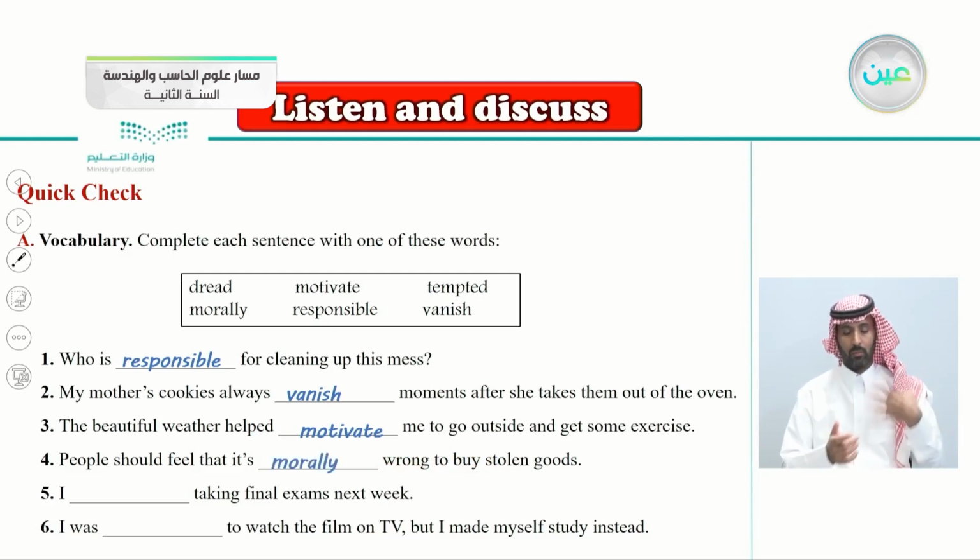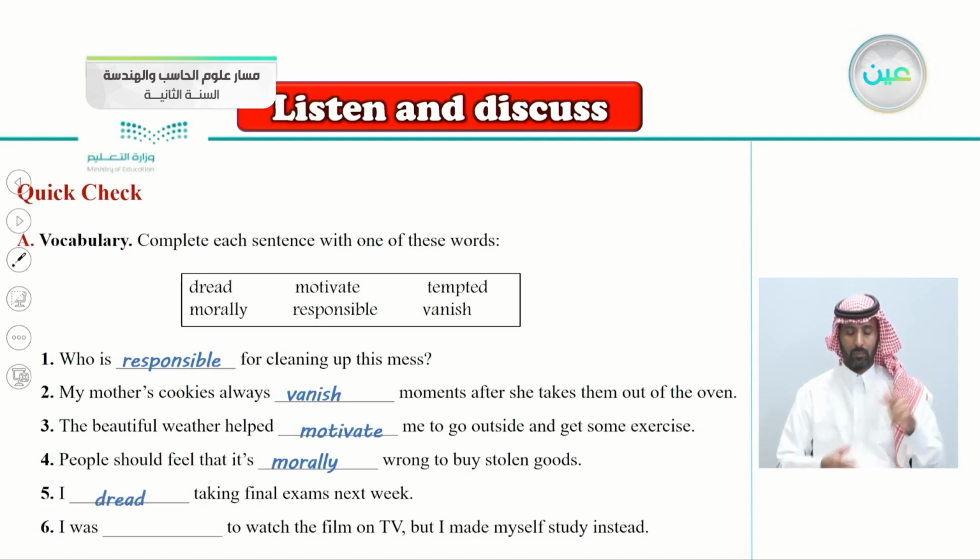Number 5, I am taking final exams next week. So final exams are next week. You're a little bit nervous and afraid. So what do we say? Yes, I dread taking final exams next week.